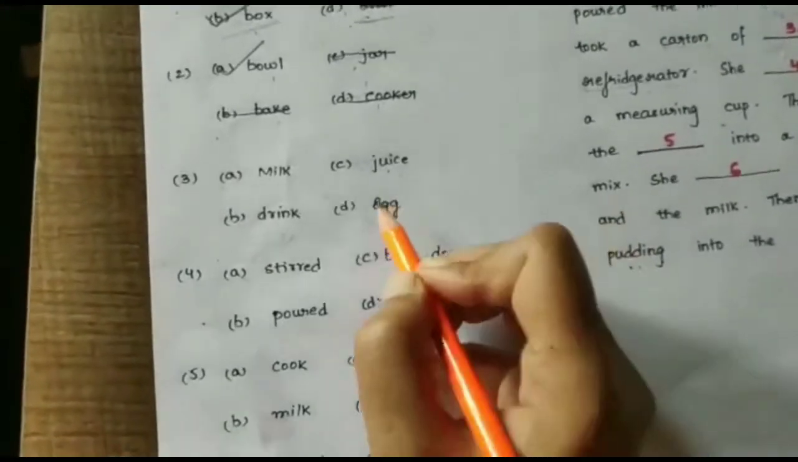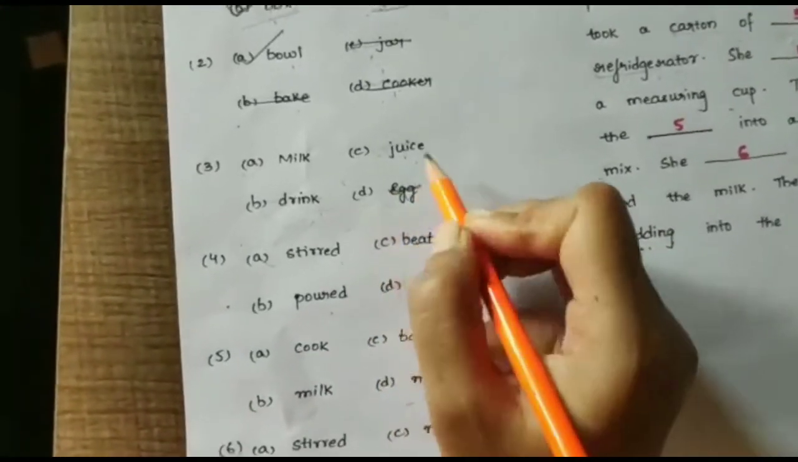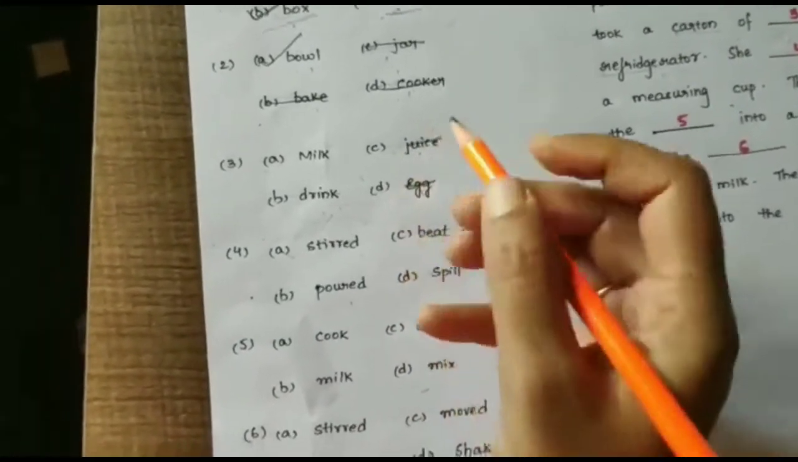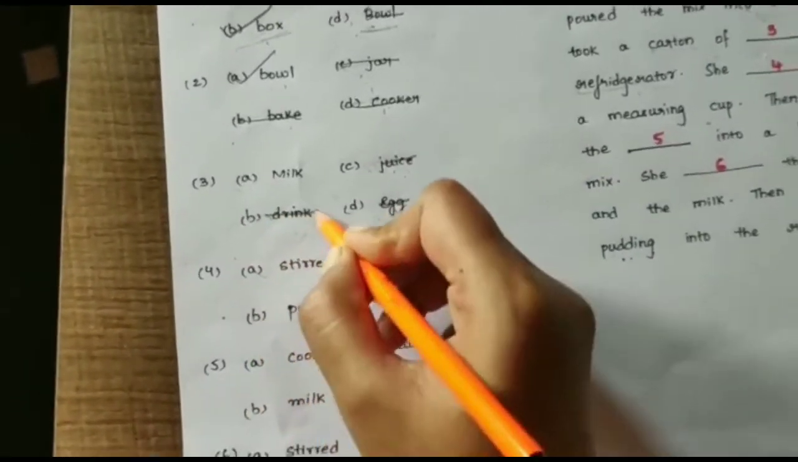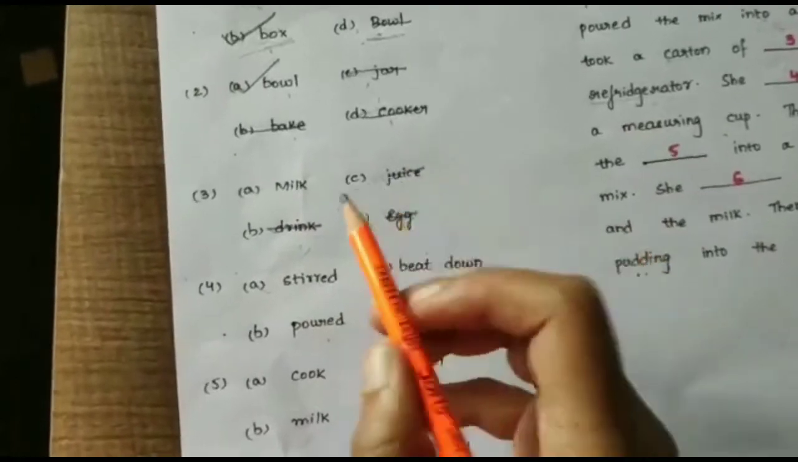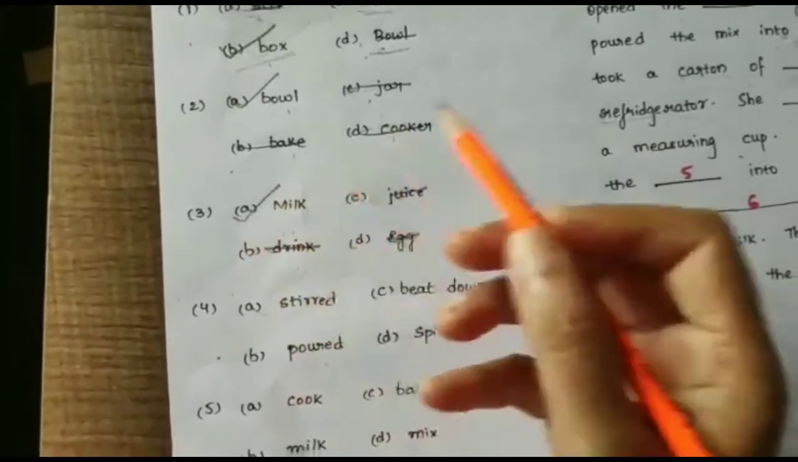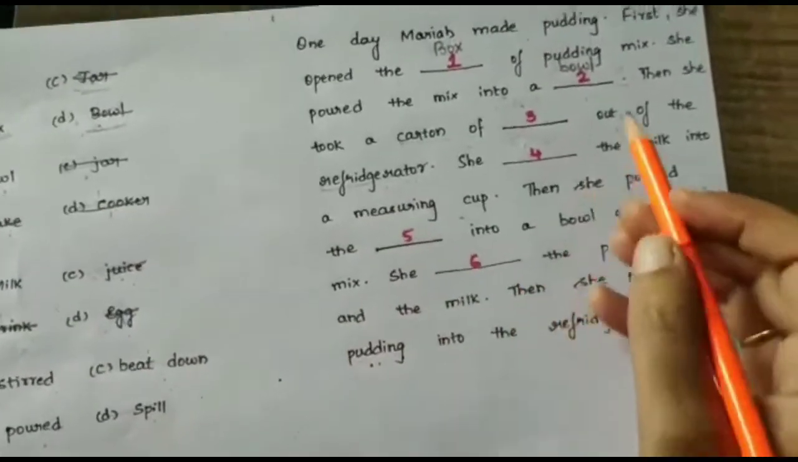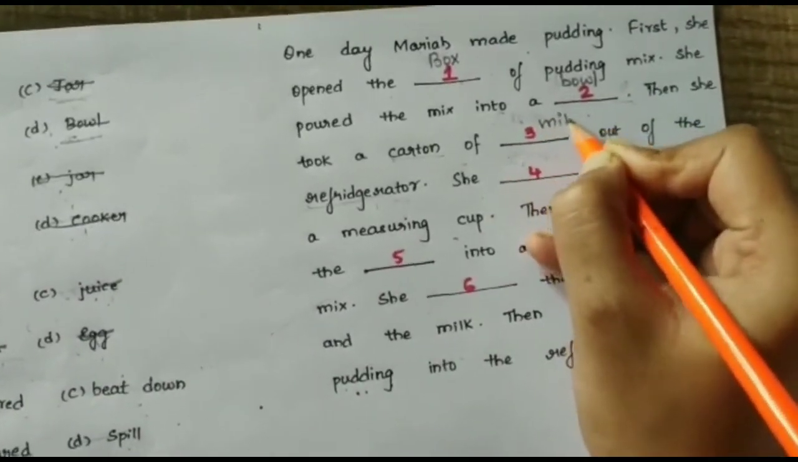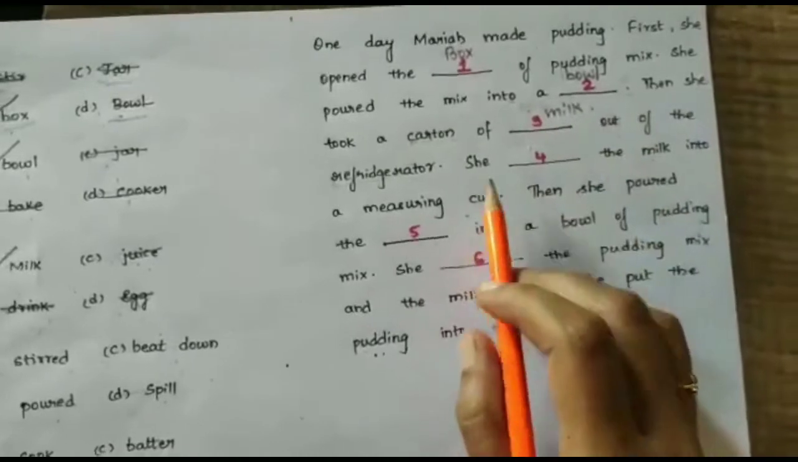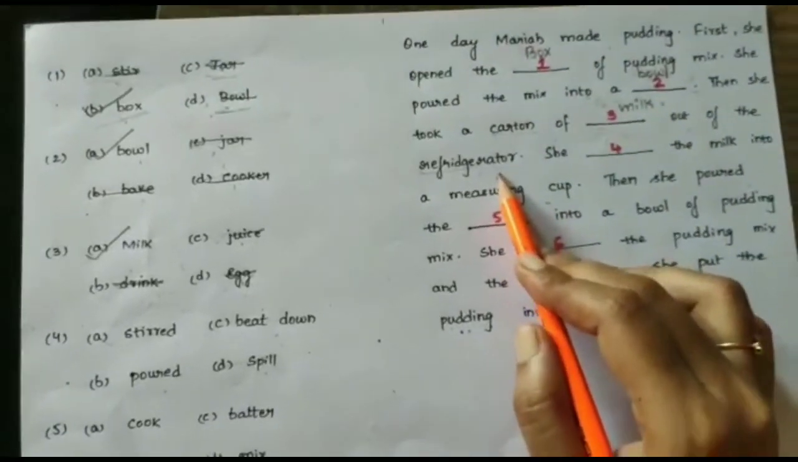So for pudding we don't need egg. We will not use any juice. We will also not use any kind of soft as well as hot drinks. So we are cancelling all these three options. And the only remaining option is milk. So now the option is milk. Then she took a carton of milk out of the refrigerator. See, now it is suiting.